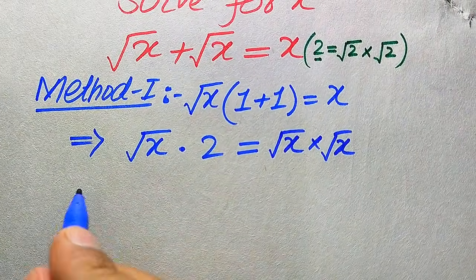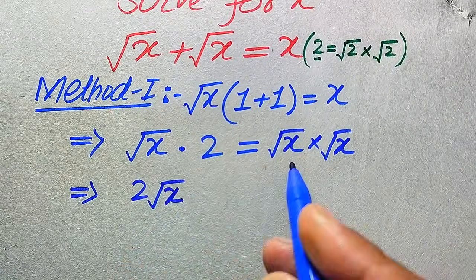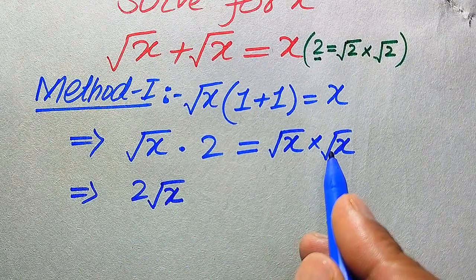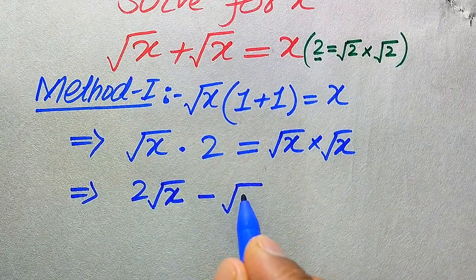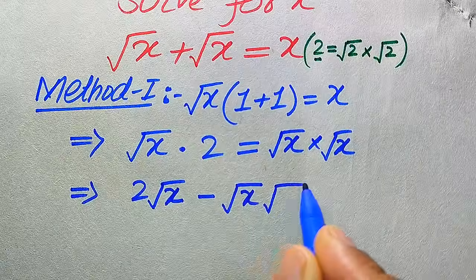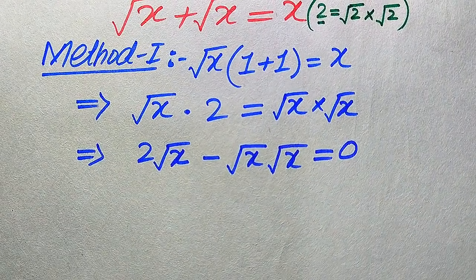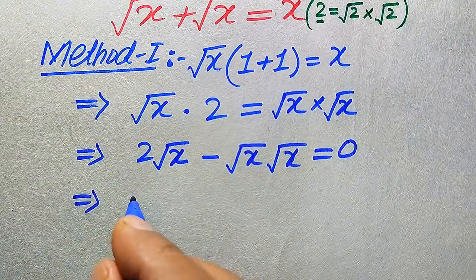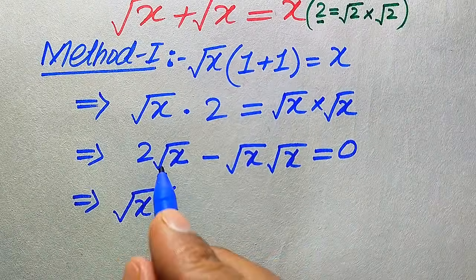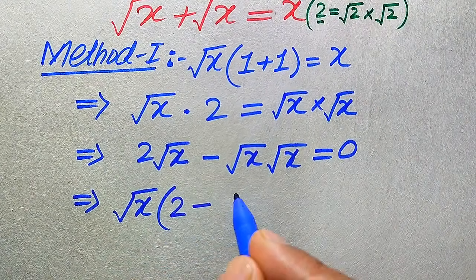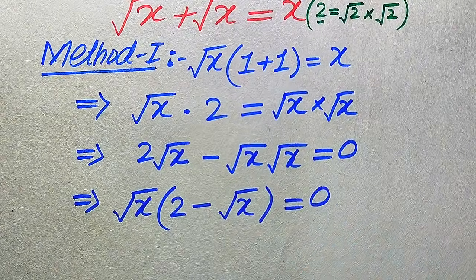And now here in the left hand side we have 2 times square root of x, and here we move this square root of x multiplied by square root of x from the right hand side to the left hand side, and it becomes minus square root of x times square root of x is equal to 0. And now in the next step you see both of these two terms involve square root of x, so we take common square root of x from here. And when we take common square root of x we get 2 minus square root of x, and this whole equation is equal to 0.